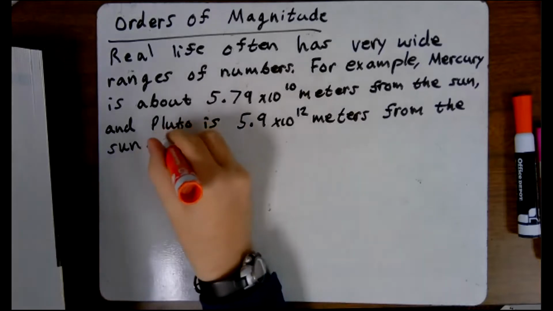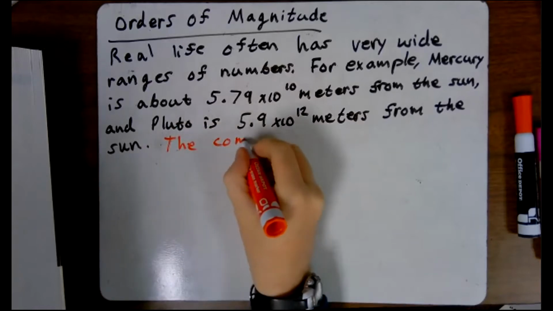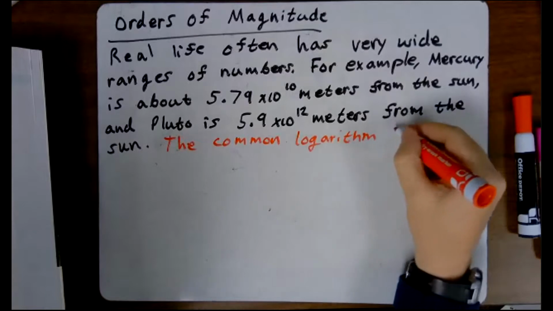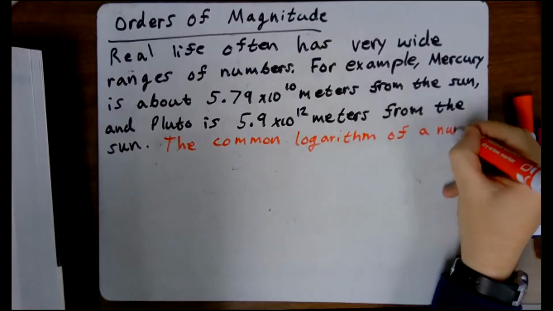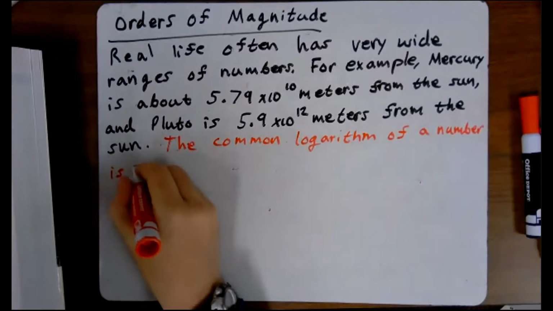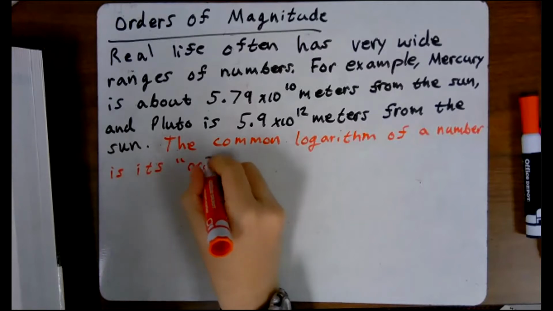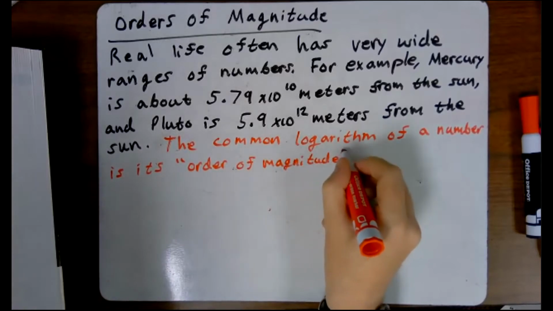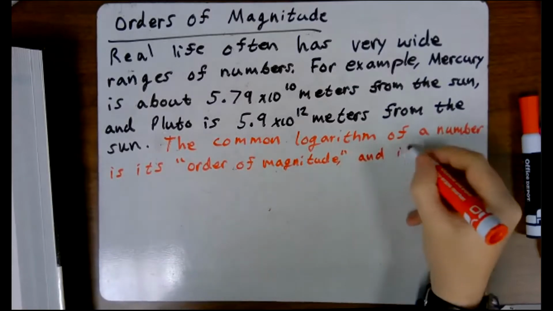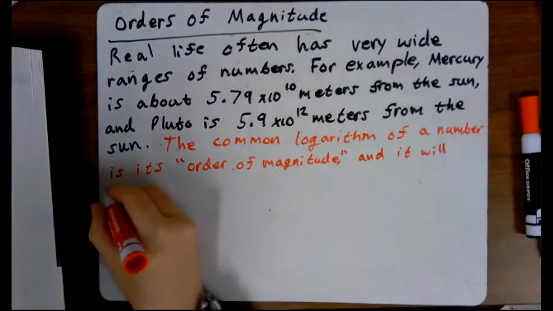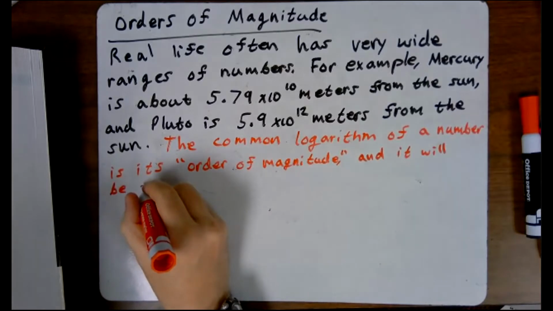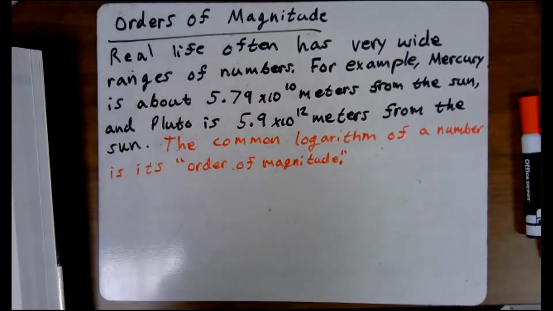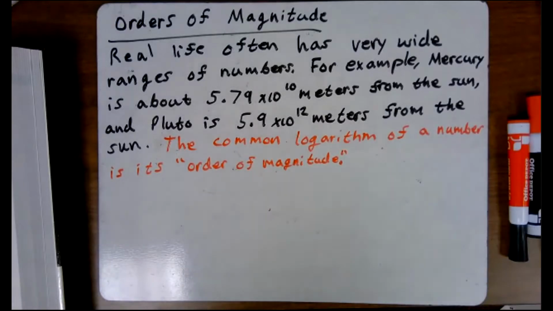So, the common logarithm of a number is its order of magnitude. Let's find the order of magnitude of each of these distances.